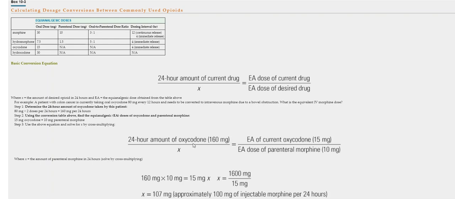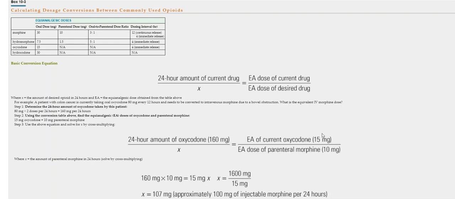160 milligrams of oxycodone orally in 24 hours. And if you look at the equianalgesic table, the amount of oxycodone orally that is equivalent to parenteral morphine. These are all equianalgesic doses. Here, 15 milligrams of oral oxycodone is equivalent to 10 milligrams of parenteral morphine. So the equation down here is set up with the 15 milligrams of oxycodone. The patient is currently taking 160 milligrams of that. Equianalgesic to 10 milligrams of parenteral morphine.